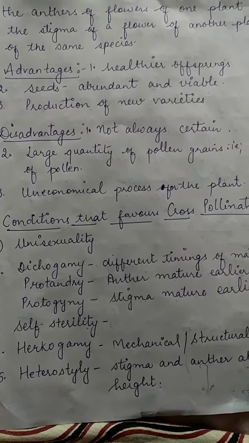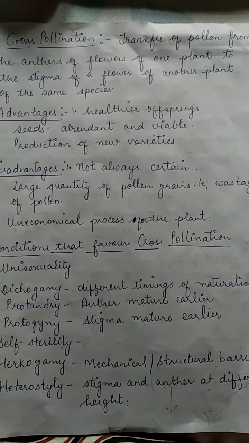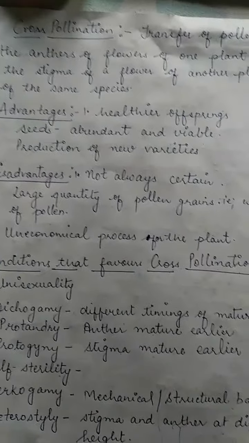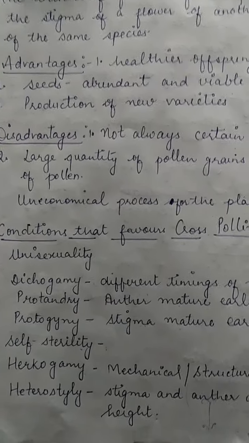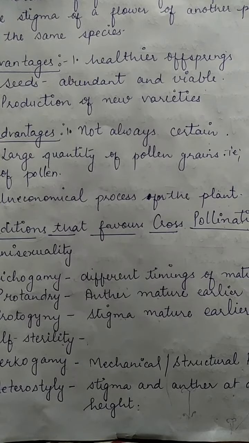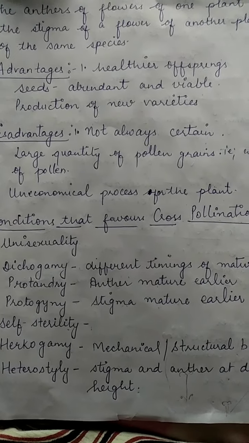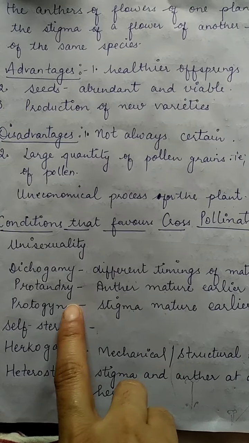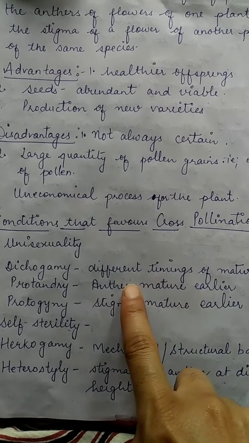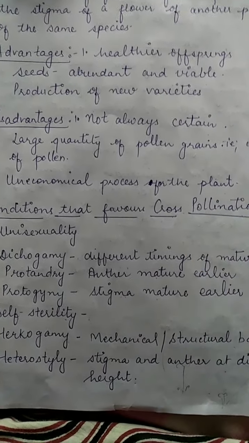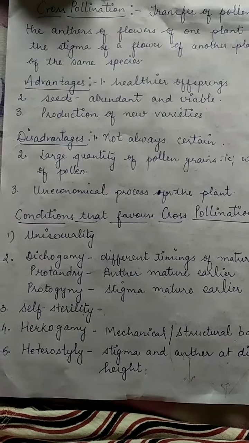Then the second point is dichogamy. Dichogamy means the different timings of maturation of androecium and gynoecium. There are two conditions, protandry and protogyny. Protandry is the condition when the anthers mature earlier than the stigma. And protogyny is the opposite. Gyne is related with the stigma, so the stigma matures earlier as compared to the anther. So when one is maturing earlier, there is no chance of self-pollination.